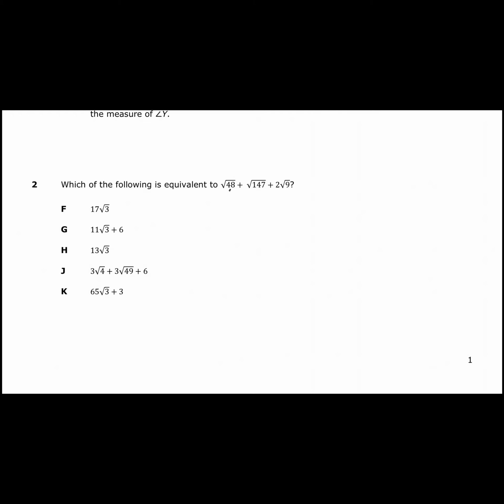Okay, in problem number 2, they ask us what is equivalent to this expression. So you needed to be able to simplify and combine the pieces of this expression. So the square root of 48 breaks down as 16 times 3. So you have the square root of 16 and the square root of 3. You have 4 square root of 3 is what you get out of there. For the 147, this is 49 times 3. So you get the square root of 49 times the square root of 3. And the square root of 49 is 7, so you get 7 square root of 3.